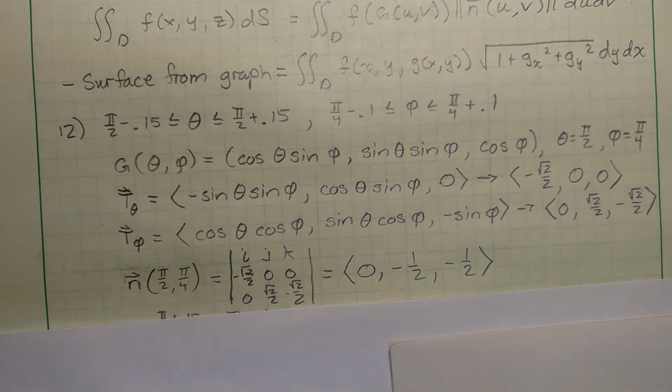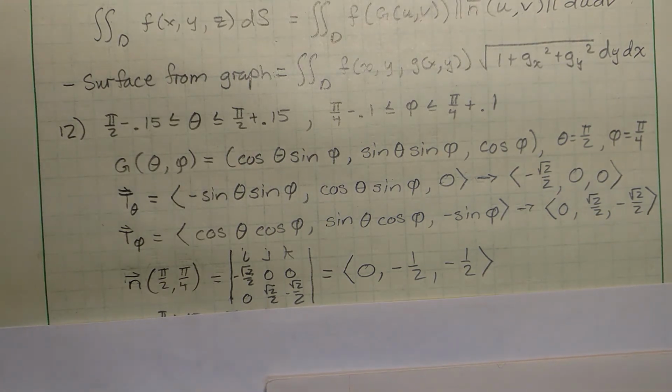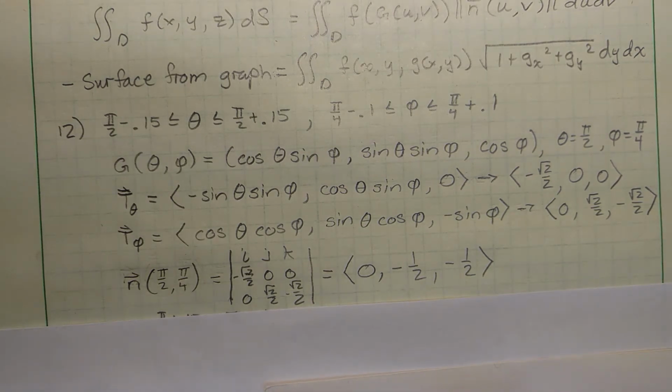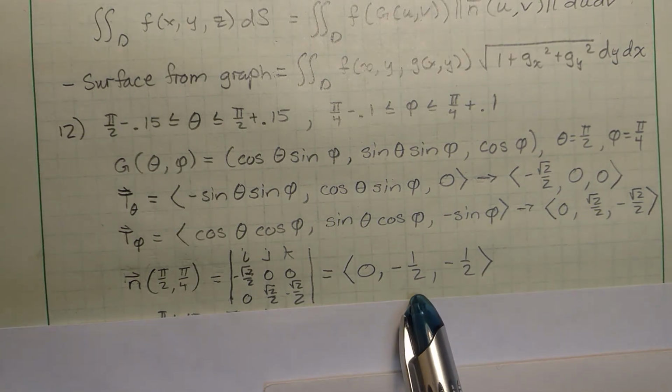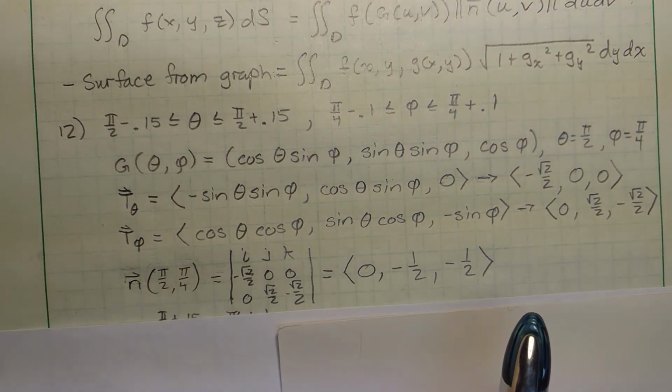Finding the magnitude of that normal vector, our magnitude ends up being the square root of 1/4 plus 1/4, so 1/2, so we have the square root of 1/2.